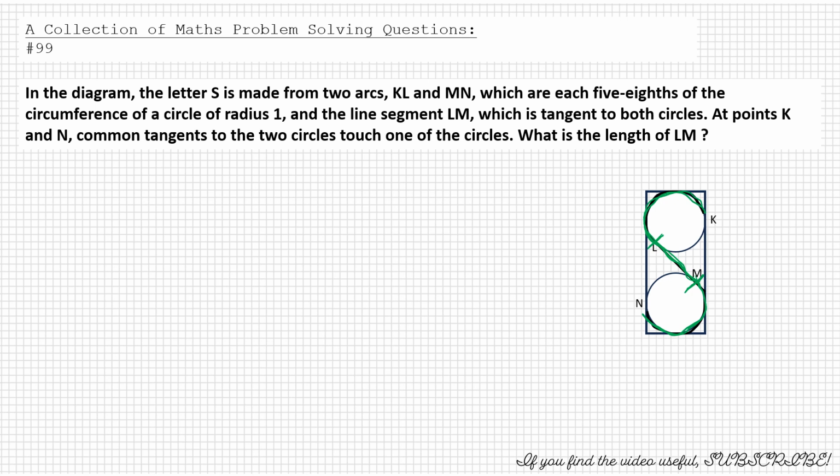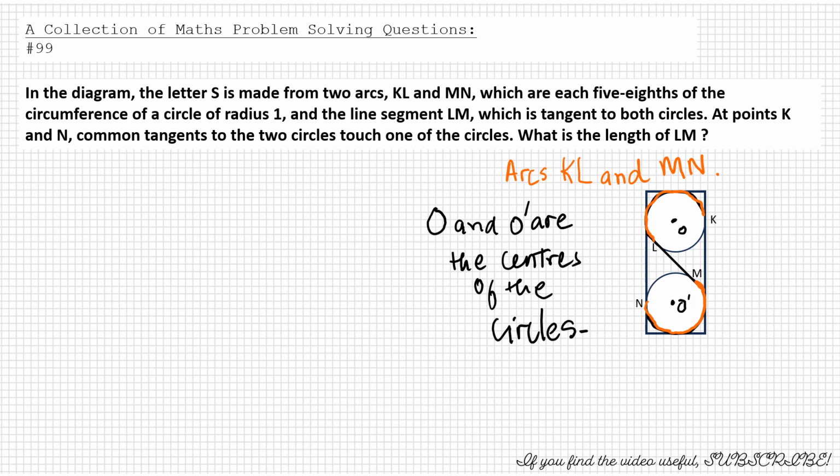Then at points K and N, common tangents to the two circles touch one of the circles. What is the length of LM? So you see, those are the arcs KL and MN that are 5/8 of the circumference of the circle.